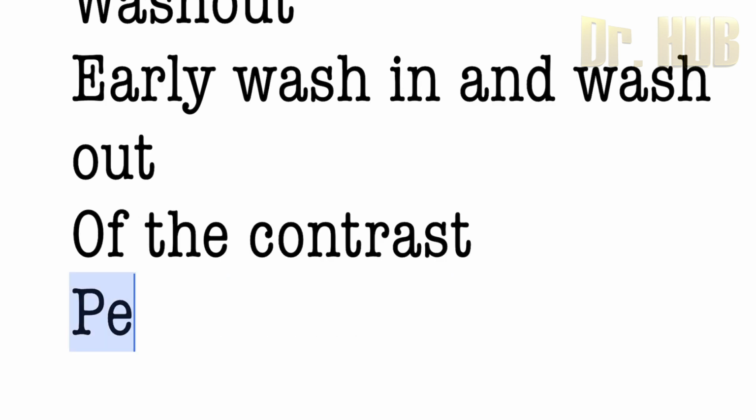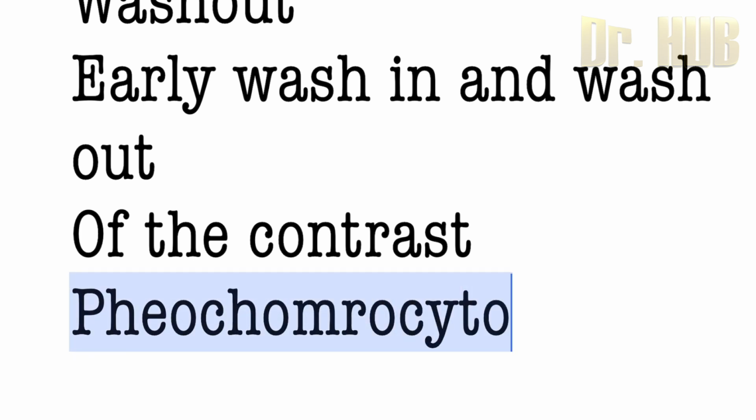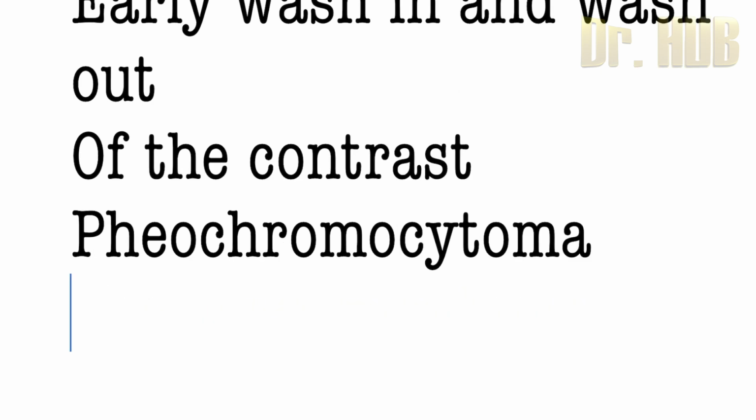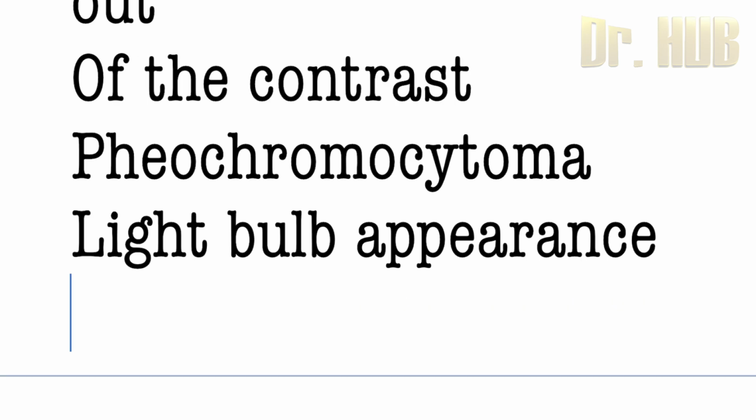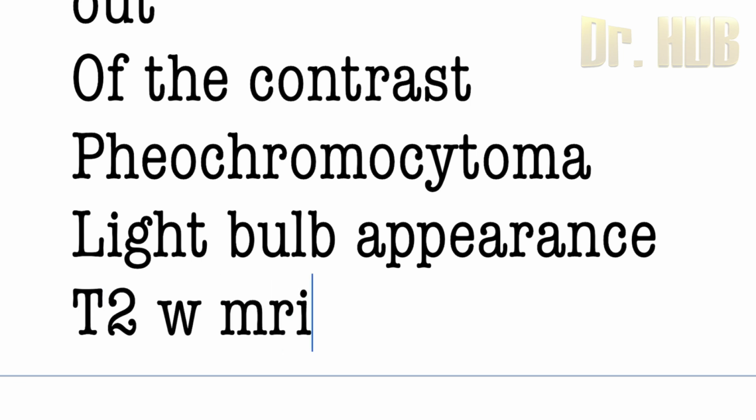Next is the pheochromocytoma. It has a light bulb appearance. Another light bulb appearance was seen in the hip dislocation. So this light bulb appearance is on the T2 weighted MRI.